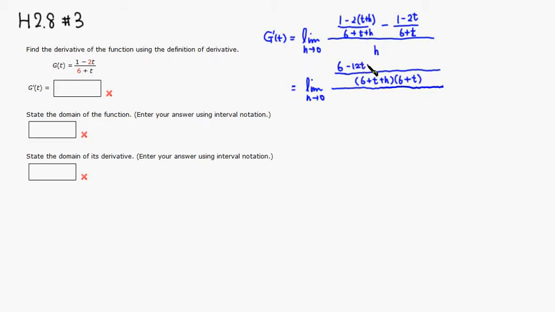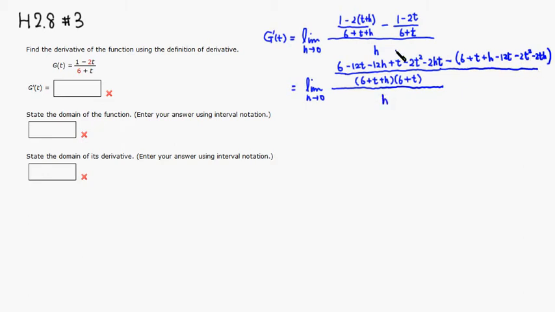times 6 is negative 12t. Then negative 12h? No, we multiply by t: t times 1 is t, so a negative 2t squared, and t times negative 2h is negative 2ht. Then we have to multiply 1 minus 2t by 6 plus t plus h, and that is subtracted. So 1 times 6 is 6, plus 1 times t is t, 1 times h is h, minus 12t, minus 2t squared, and minus 2th, then all over h.